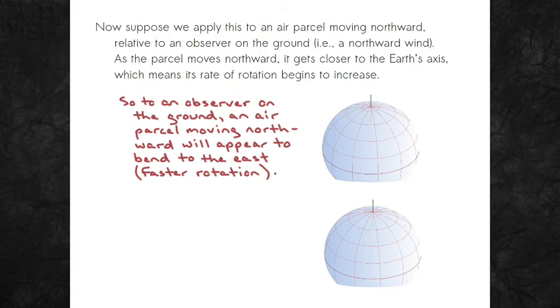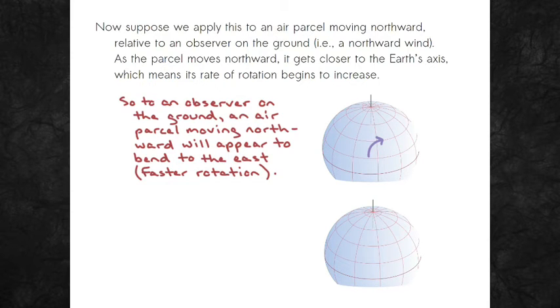So if I were to draw that out on the globe here, then I would have an air parcel that's moving towards the pole, and it starts to spin faster than the Earth because it's moving towards the axis, right? It moves off along the north, moves towards the axis. As it moves towards the axis, it starts to spin faster, and spinning faster makes it bend off towards the east, right? It's spinning faster than the Earth.